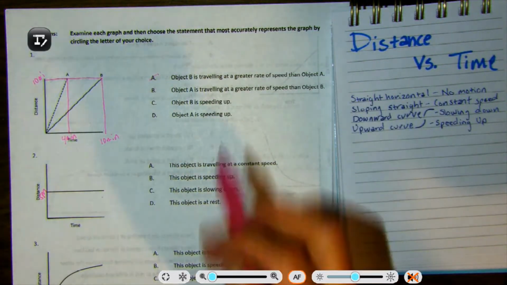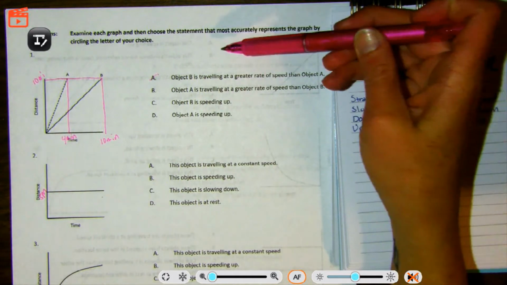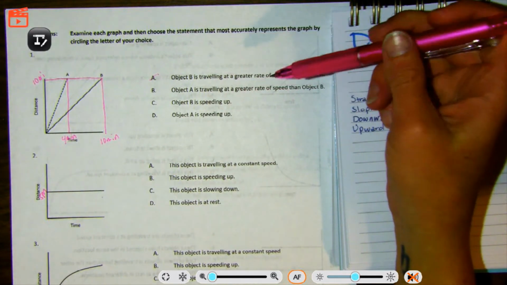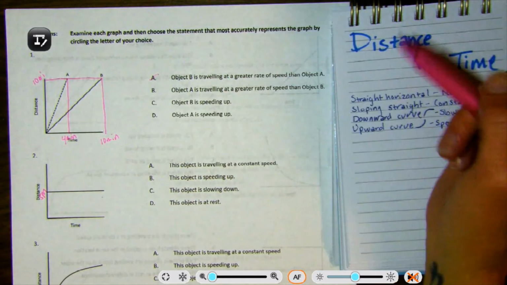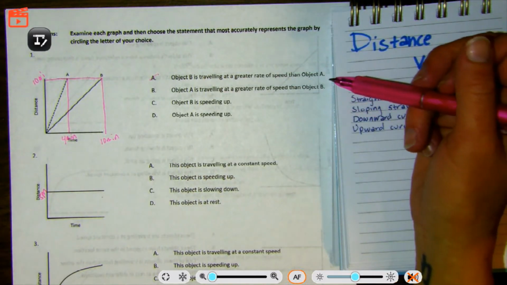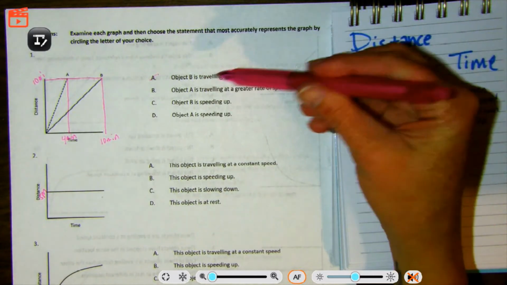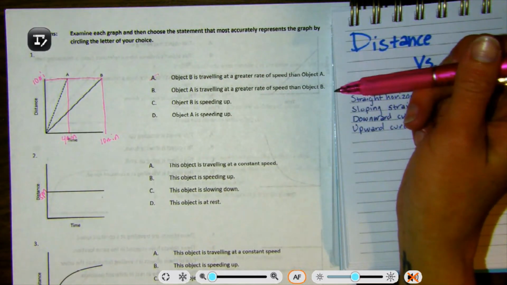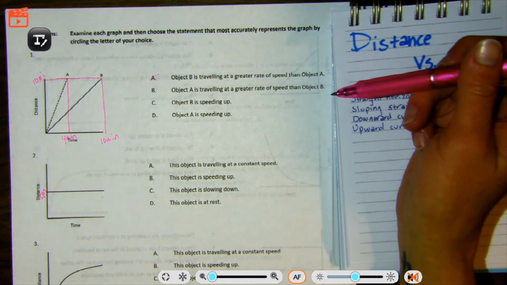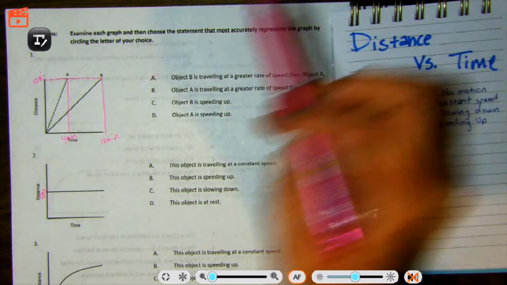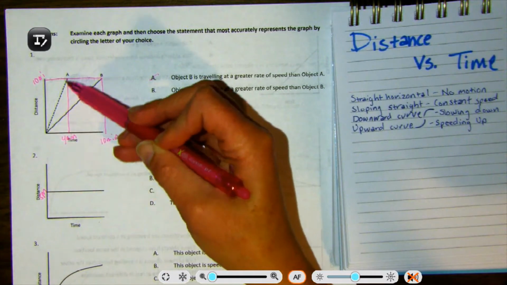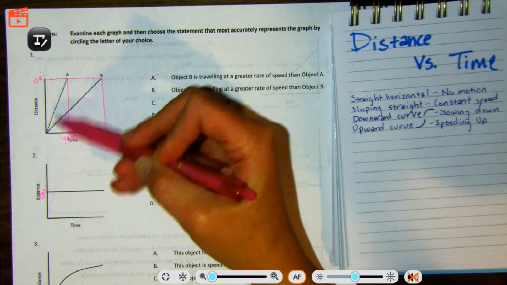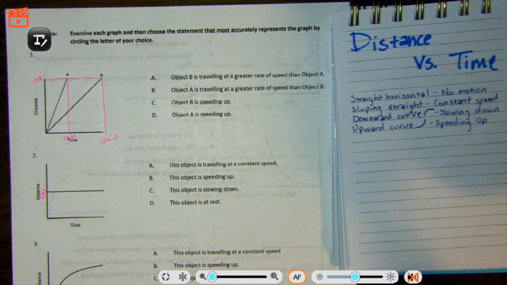So we can come over here and look at our options. Object B is traveling at a greater rate of speed than object A. Nope, wrong. I already marked that out. Object A is traveling at a greater rate of speed than object B. Well, it did seem like A had to move faster, right? And if we look at that line, its slope is less than the other one. So that seems to make sense.